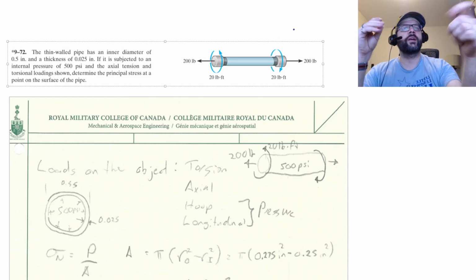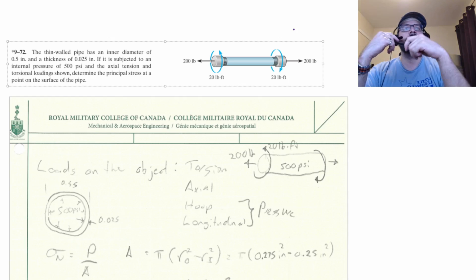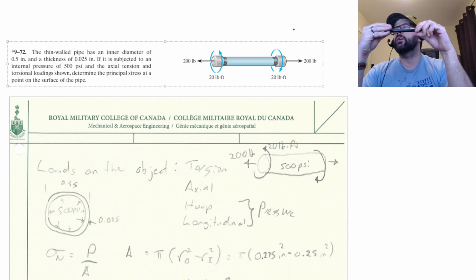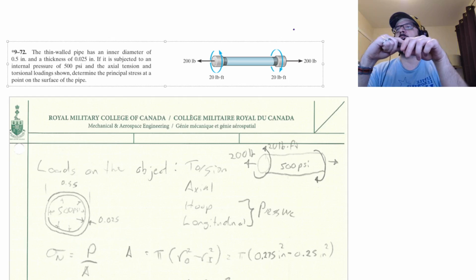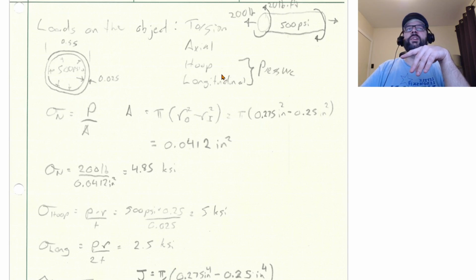So inner diameter of the pipe is 0.5 inches. Its thickness is 25 thou. So we want to figure out what sort of principal stresses occur on the surface of the pipe as well as the maximum shear. So the various loads on the object, we want to make sure that we don't miss any.